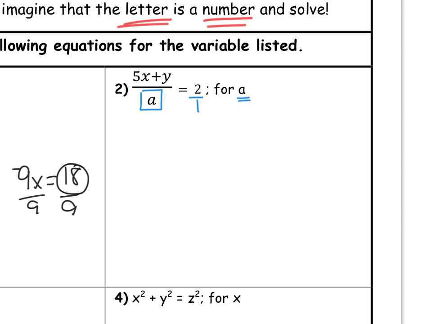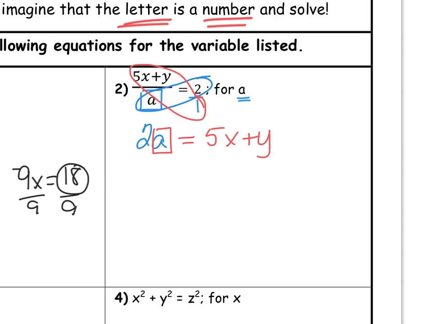So I'm going to use cross products. I'm going to multiply 2 times a, that's going to give me 2a, and I multiply 1 times the quantity 5x plus y, which is just going to give me 5x plus y. Again, my goal is to solve for a, so I need to get rid of this 2.